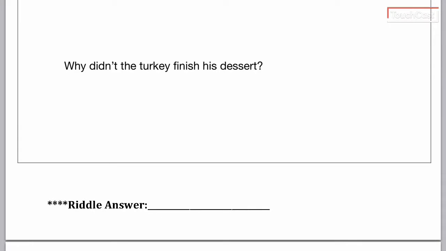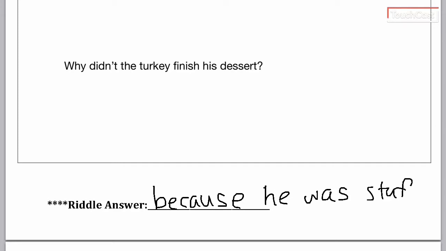All right, last but not least, we have our weekly riddle. Why didn't the turkey finish his dessert? They're all going to be Thanksgiving themed until Thanksgiving break. Okay, why didn't the turkey finish his dessert? Because he was stuffed. How macabre. He was stuffed. Like with stuffing. Because that's how you prepare. Oops, he was stuffed. Miss Yao was saying stuffing and then lost her train of thought.